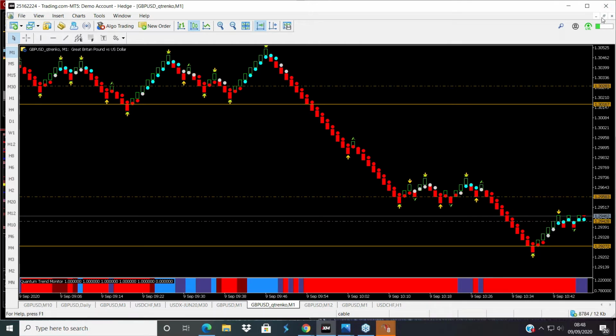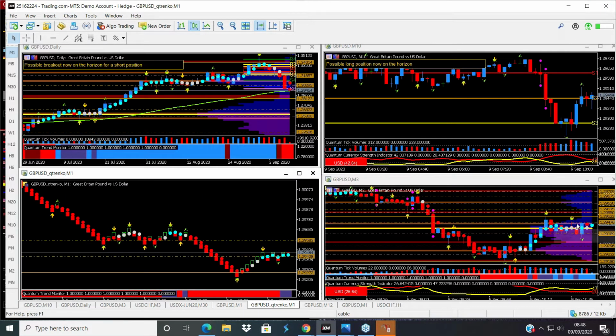Now it looks like possibly cable is actually going to offer a trade, a reversal trade, a technical reversal trade. And it also depends on you as a trader. As I said, what time frame are you comfortable with? And do you consider yourself a more aggressive trader, or are you a little bit more conservative? You may not be comfortable with these faster time frames.